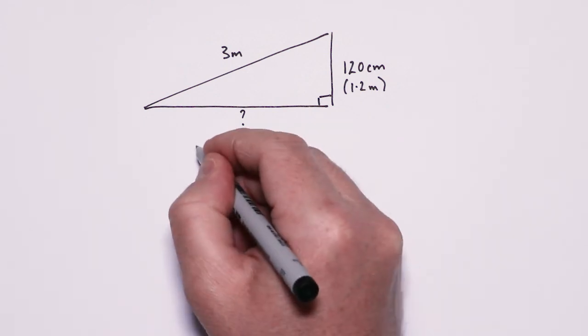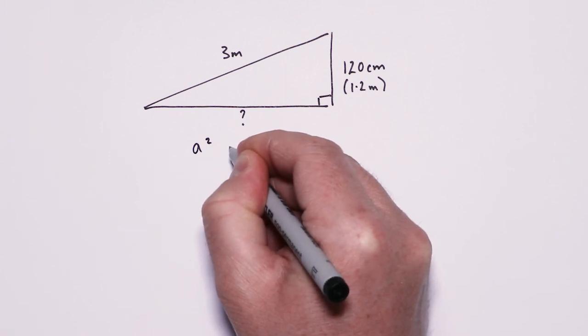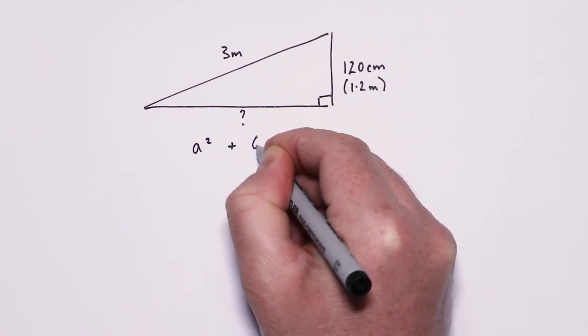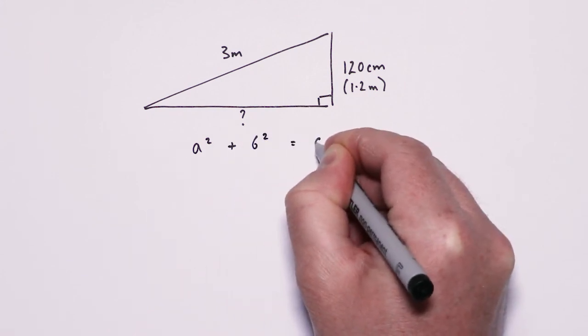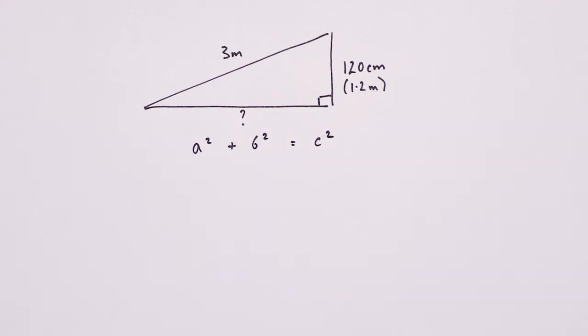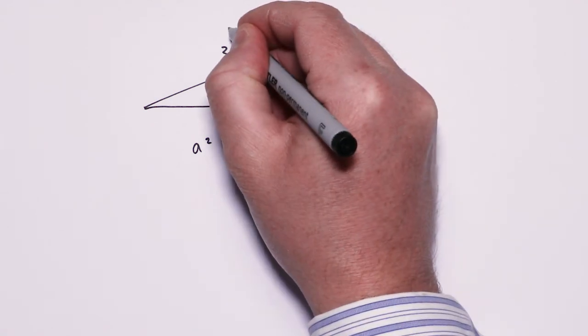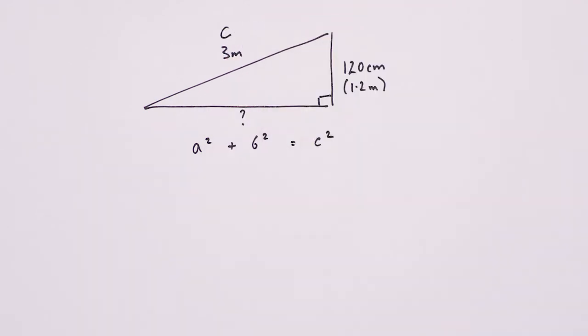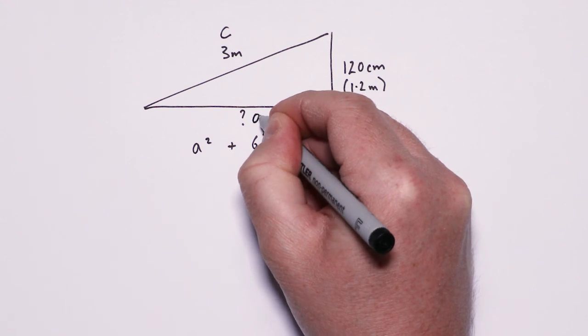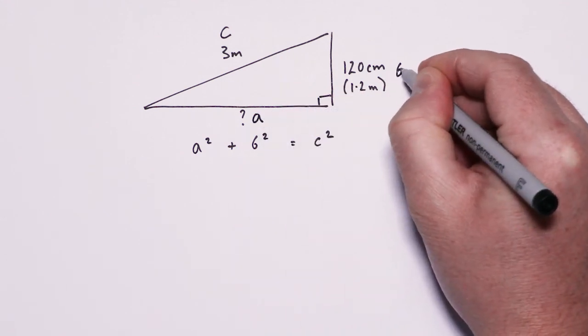And that is that a squared plus b squared equals c squared. We know that the hypotenuse, the longest side, is always c. The other two sides can be allocated as a or b, it doesn't really matter. In this case, I'm going to call this side we're looking for a and this side b.